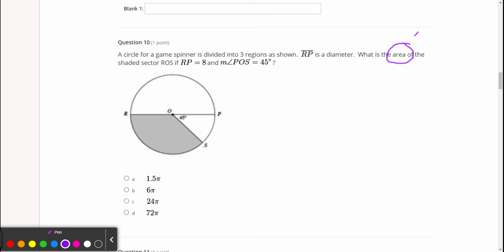What is the area? What's the area formula? 2 pi r or pi r squared?